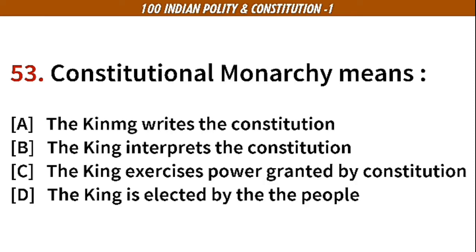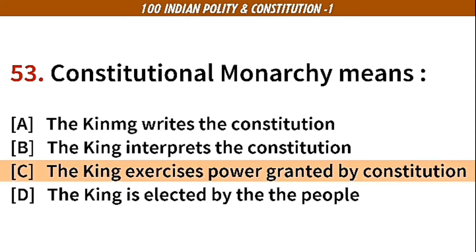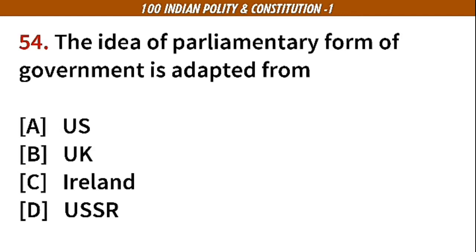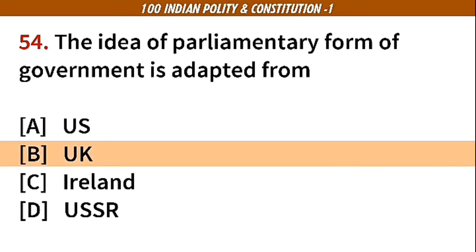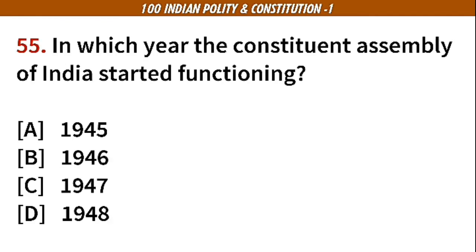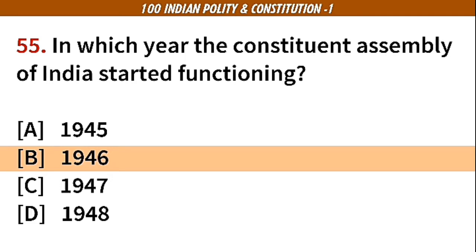Constitutional monarchy means answer C. The king exercises power granted by constitution. The idea of parliamentary form of government is adopted from answer B. UK. In which year the Constituent Assembly of India started functioning? Answer B. 1946.